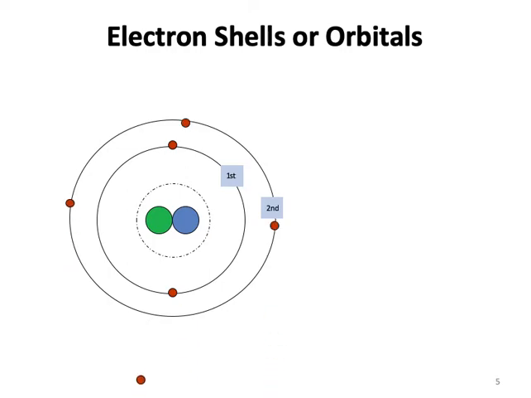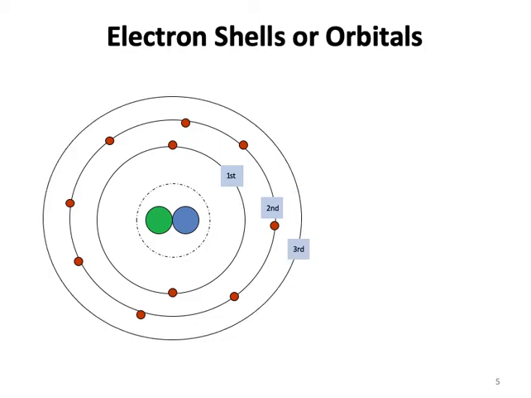That second shell can contain up to 8 electrons, so anywhere from 1 to 8, but a max of 8. And then if you have more electrons, you're going to have an overflow into the third orbital, and it can also have a max of 8 electrons. Now there are over 100 different types of elements with different types of atoms, and so there are many more electron shells that could be added.